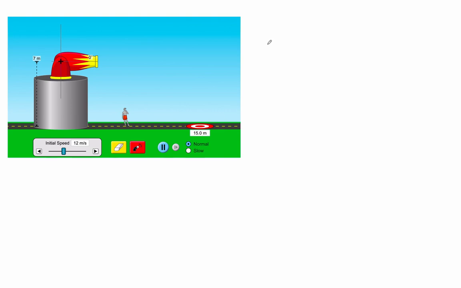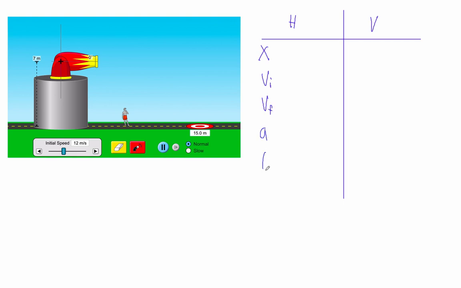So what you want to do is set up your own little horizontal, vertical table. Okay, so this is what you're going to turn in. I'm going to see all your work for this, okay? So let's fill in what we know.